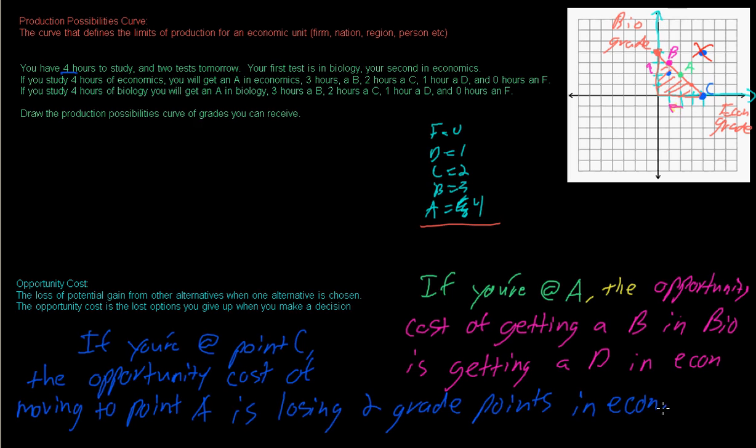So because you have a limited number of hours to study, because you only have 4 hours to study and you have to choose between studying for econ or studying for bio, the opportunity cost of improving your grade in bio is always worsening your grade in econ, and vice versa. I didn't do an example that was vice versa, but you can see that if you were at point B, where your grade in econ was a D and your grade in bio was a B, and you wanted to get a C in econ, the opportunity cost of going from point B to point A would be going from a B to a C in bio.